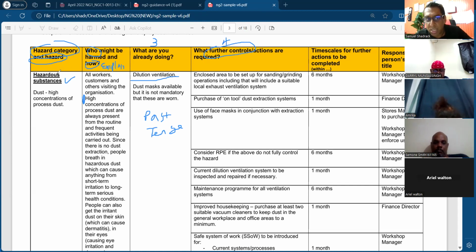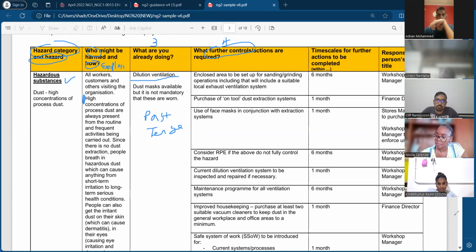If I had slips and trips and I had water from the leaking refrigerator, I can put here, work equipment are maintained by a specialist contractor. However, the refrigerator has been leaking for the last two weeks and no repair technician has serviced it to date. You understand what I'm doing there? You're leaving room for further improvement. And one or two is good enough in the third column.